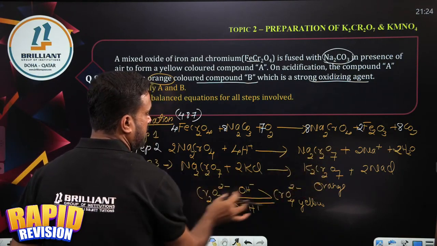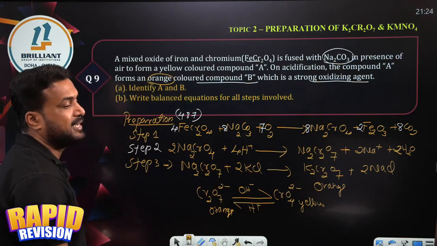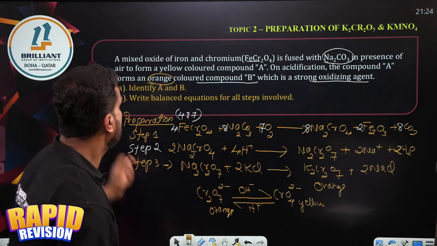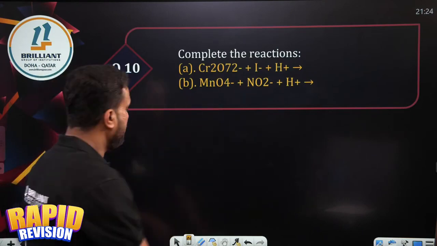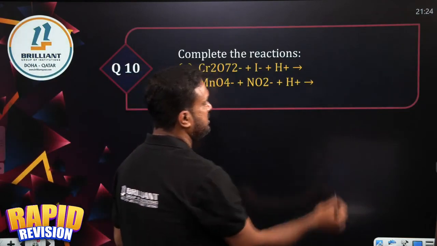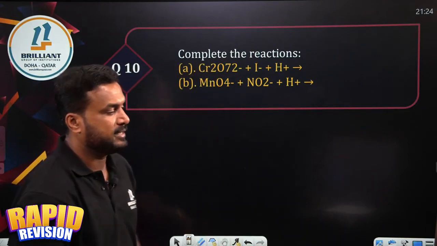I wrote it because they may ask for the preparation of potassium dichromate. Okay, we will go for the next one. See, this type of question you can expect. What is this one? It's complete the reaction.